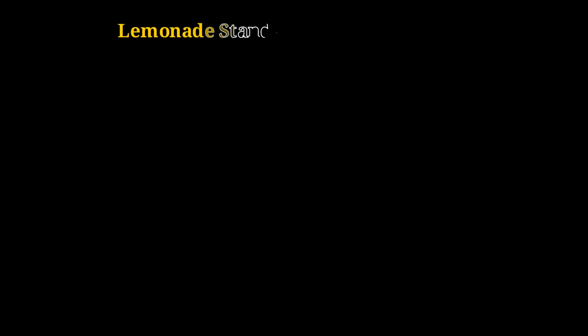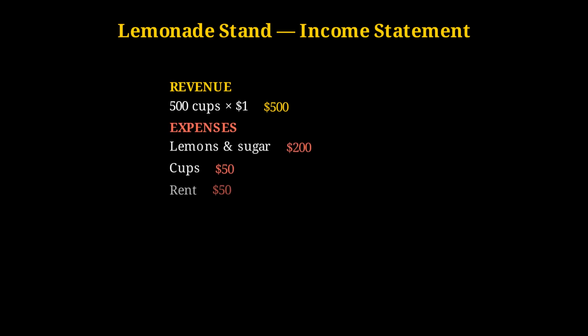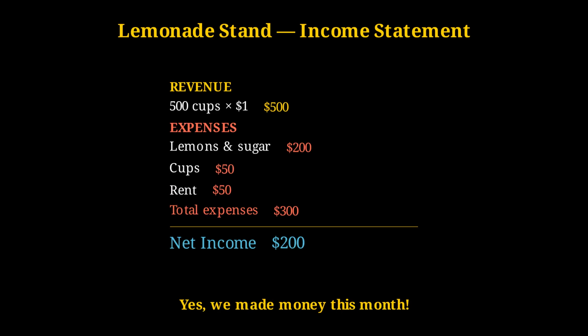Let us build a simple example. You run a lemonade stand for 1 month. You sell 500 cups at $1 each. Revenue is $500. Your expenses are: lemons and sugar cost $200, cups cost $50, rent for the stand is $50. Total expenses are $300. Net income is revenue minus expenses. 500 minus 300 equals $200. You made a profit of $200.